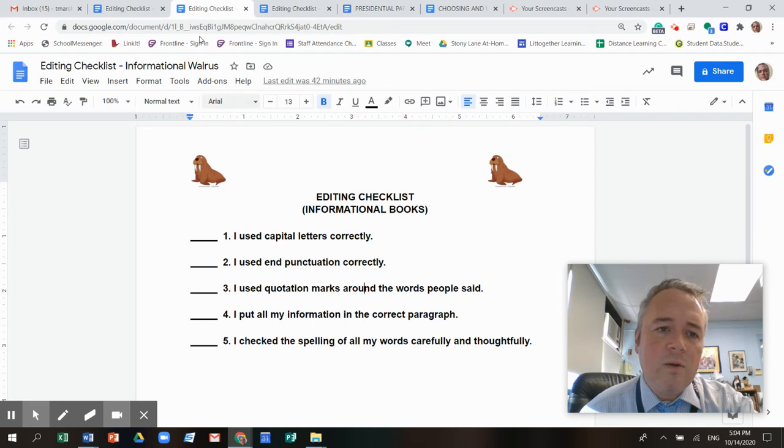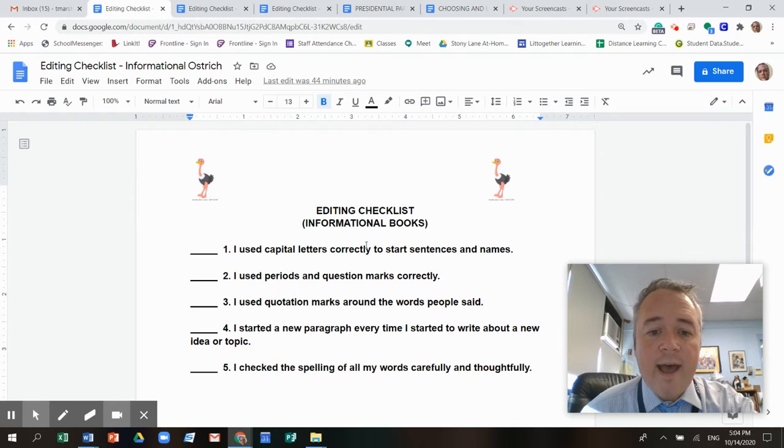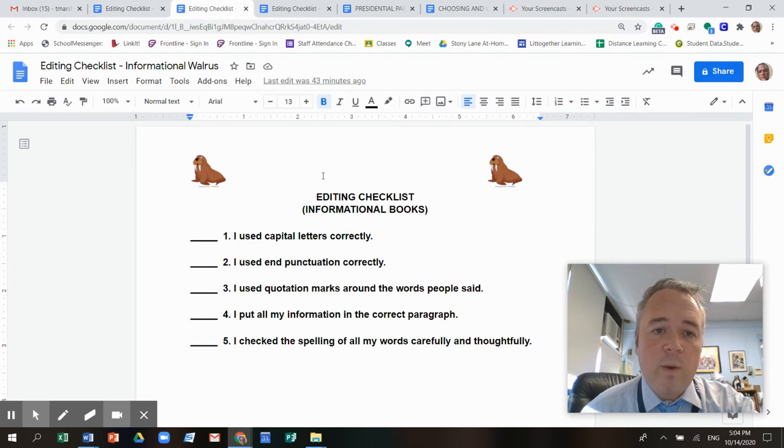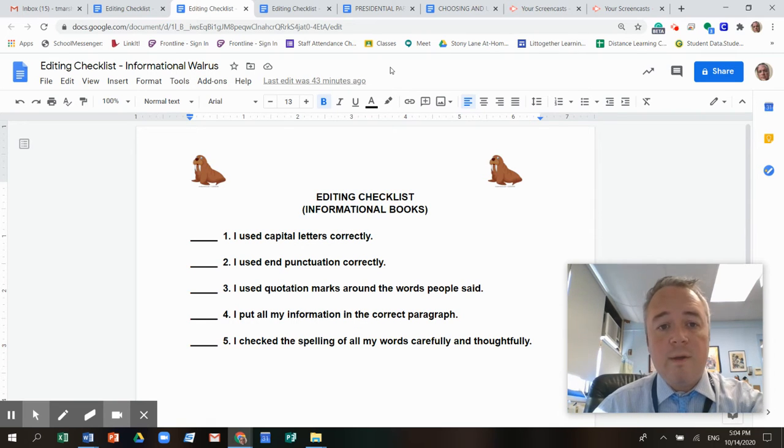So if you're the kind of writer who wants to have more of a reminder of what it looks like to have capitals and punctuation used correctly, you might want to use the ostrich. If you're the kind of writer that wants to go through this and you can remember what that means, you might want to use the walrus. But let me show you one more.